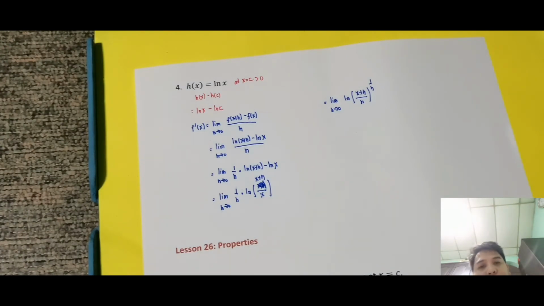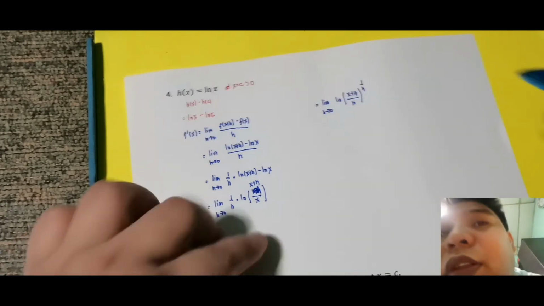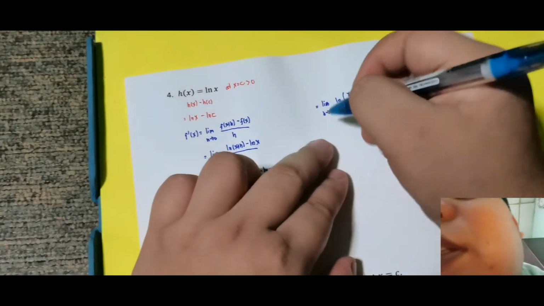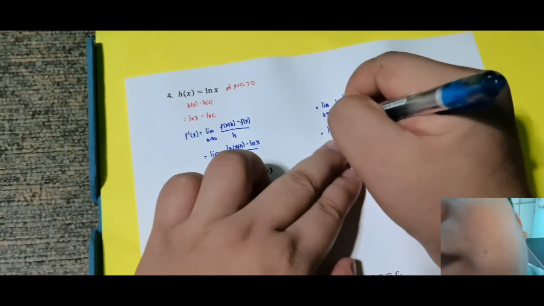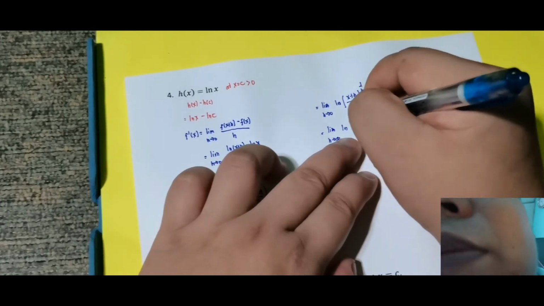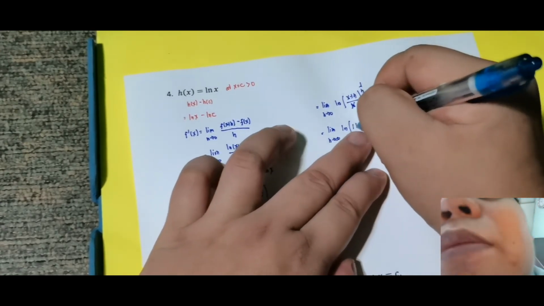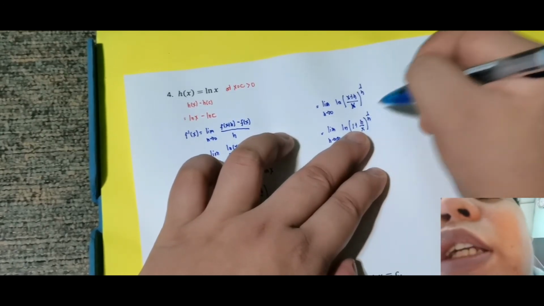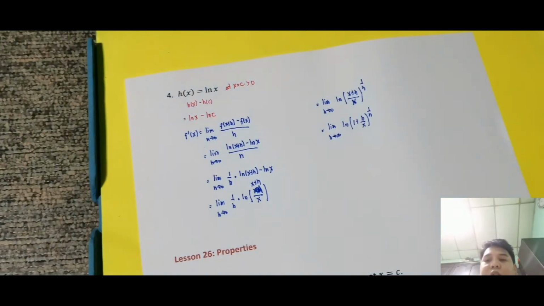So, ano mangyari? That is h over x, I think. Ay, sorry. X to, no? So, this is x. So, simplify ko lang konti to. This is equal sa limit as h approaches 0 ng ln of (1 plus h over x) raised to 1 over h. Okay, so next, ano ba ang pwede natin gawin dyan?